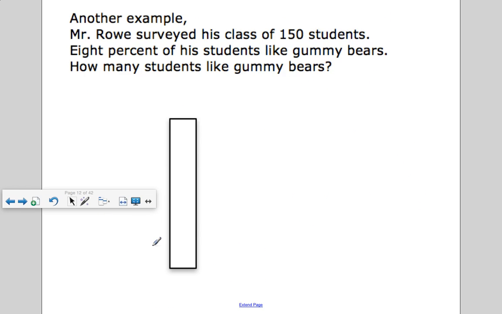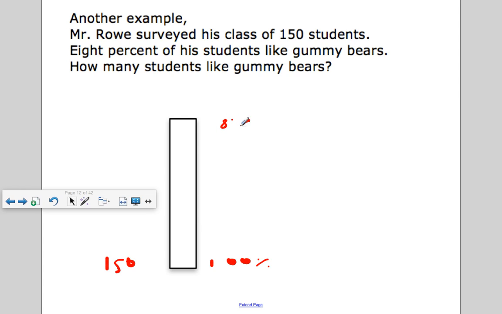In another example, Mr. Rouse surveyed his class of 150 students. Let's stop right there. 150 students. Is that part of the class or the whole class? It is the whole class, so it represents the entire bar, or 100%. 8% of his students like gummy bears. How many students like gummy bears?